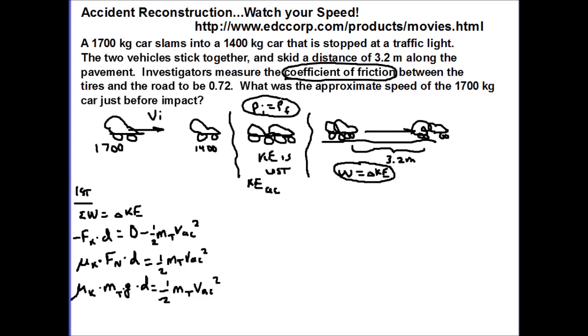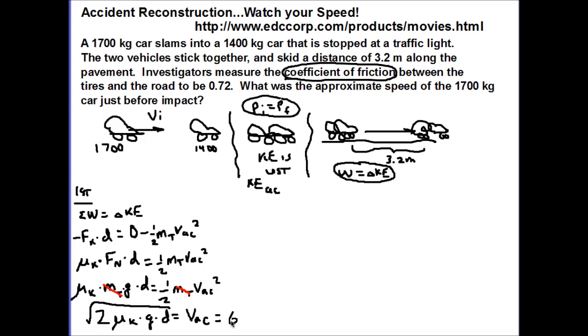And again, as is common, we see that the mass does end up reducing out here. I don't need to know what the masses of those cars are to solve this part of the problem. Since I'm looking for the velocity after the collision, I'm going to go ahead and multiply both sides by 2. So what I get is 2 mu sub k times g times d is equal to VAC squared. And since I'm looking for VAC, I'm going to take the square root of both sides. So this allows me to calculate what the velocity is right after the collision by using something that we learned back in chapter 4. Let's go ahead and compute that.